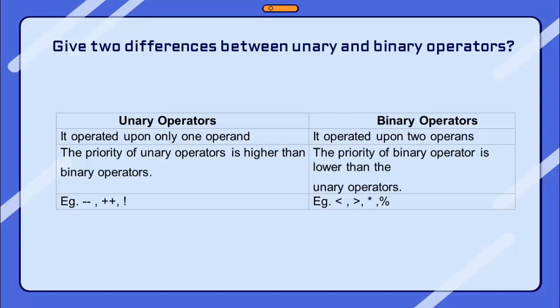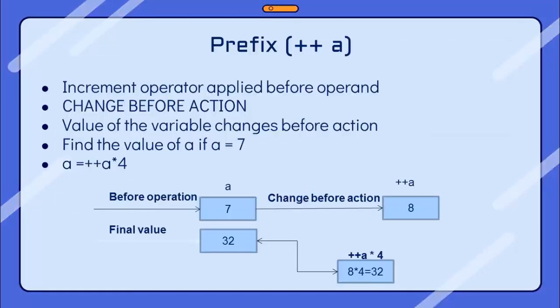The priority of unary operator is higher than the binary operators. Here it is lower. Give the examples. Now coming to the prefix, ++a is prefix. Increment operator applied before the operand. It changes before the action, and the value of the variable changes before any action.